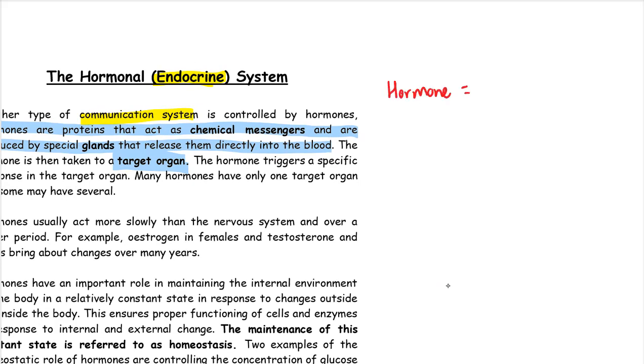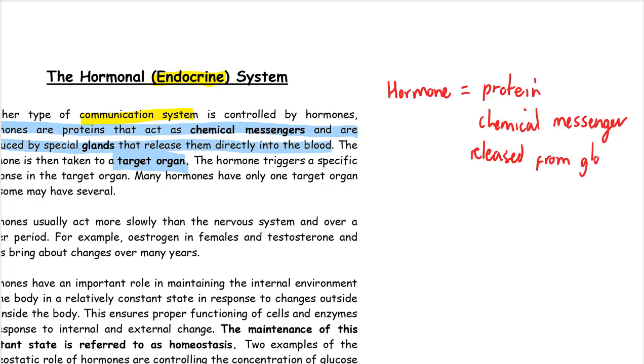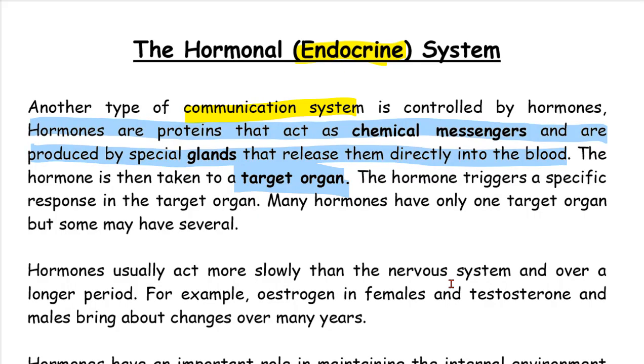Okay, so just to summarize that bit, a hormone is a protein. It's also a chemical messenger. They're released from glands into the blood, and then they travel to target organs. When they get to the target organ, they produce a specific response. Many hormones have only one target organ, but some may have several.